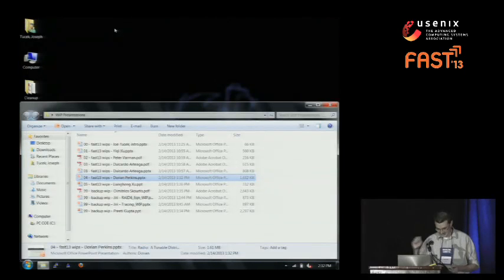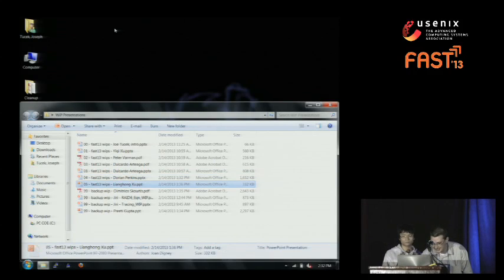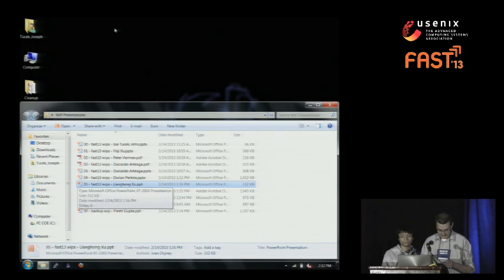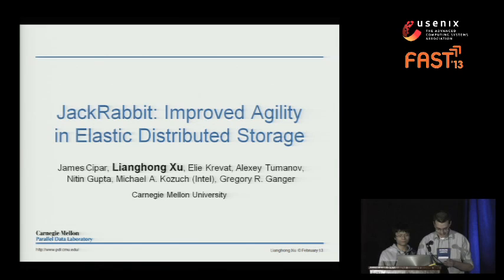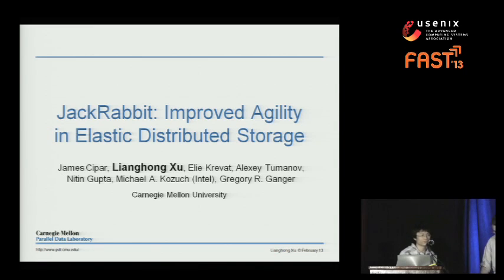Very sorry for being the time-keeper person, but we do have to move. Our next presenter is Leng Xiao Xu. Am I saying that right? I'm very sorry. It's Leng Hong Xu. Xu. I really should be better at this by now. So anyway, Leng Hong is from Carnegie Mellon. He's going to talk to us about JackRabbit, which is agility in elastic distributed storage. Not elasticity in agile storage, that doesn't make any sense whatsoever. So thank you very much. All right, come on. Thank you, Joe.